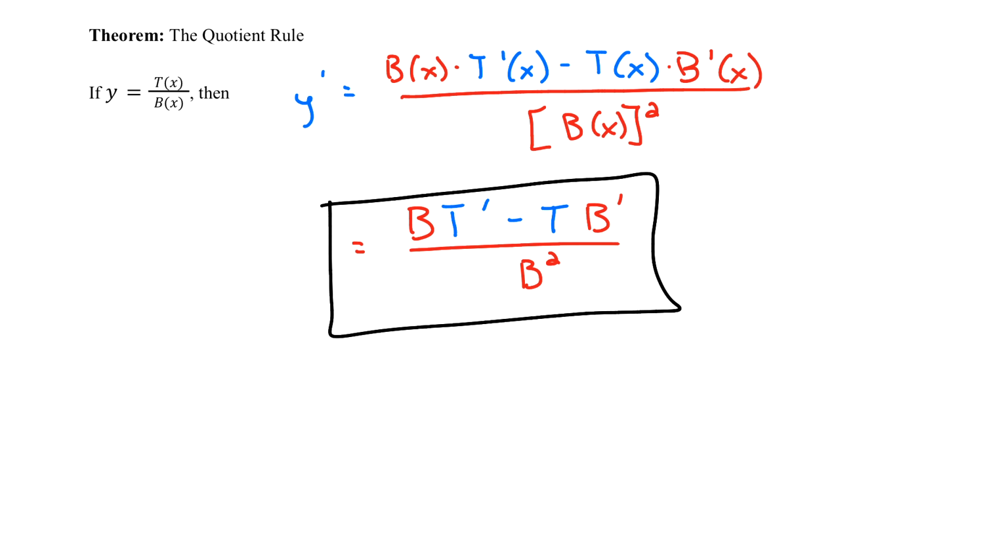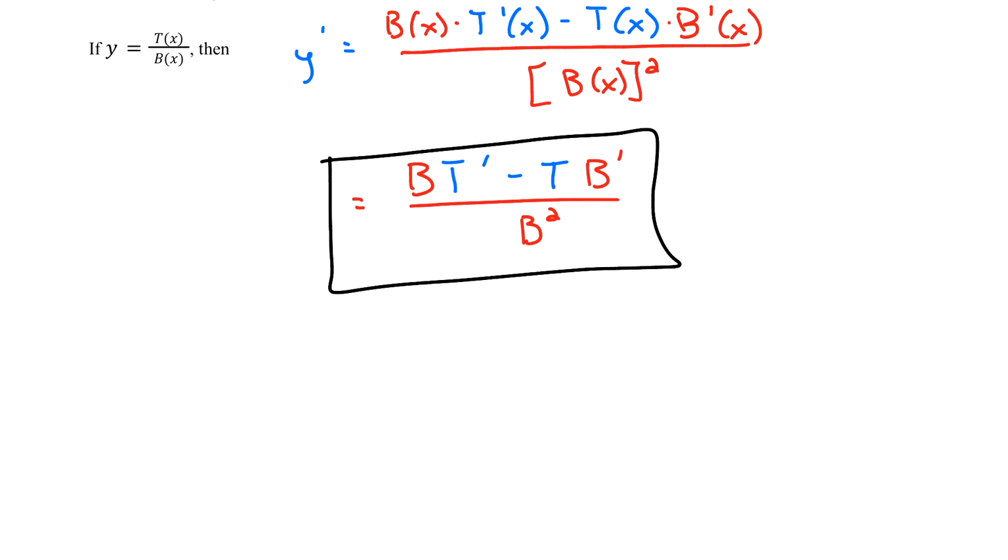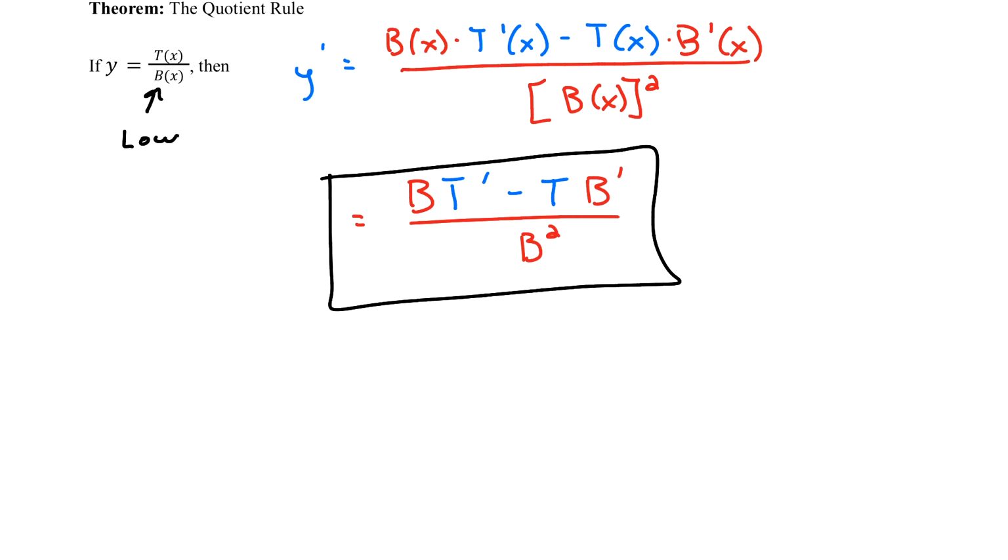But I have a fun, silly little rhyme that helps me remember the quotient rule. I sometimes just mutter it to myself under my breath if I'm doing a problem in class. But if I want to remember the quotient rule, how I can think about this, I'm going to call b low, and t, I'm going to call that high.